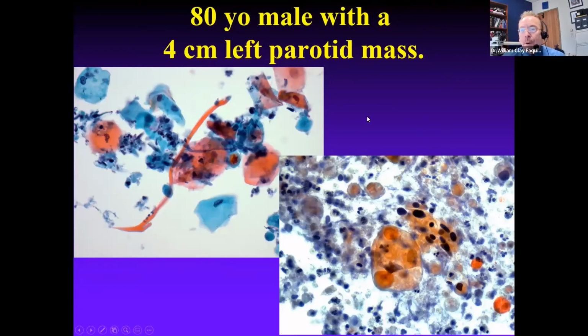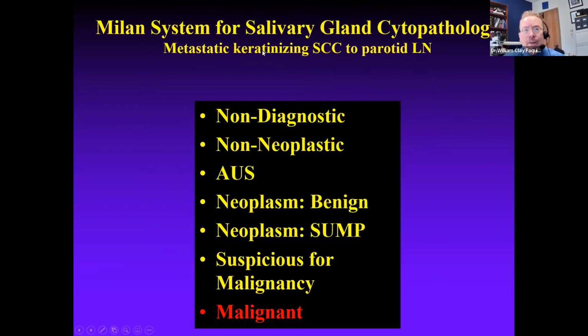So here's an example of an FNA in an 80-year-old male with a 4-centimeter left parotid mass. It's a pretty straightforward example where we have malignant appearing squamous epithelium in a background of tumor diathesis. It's a keratinizing squamous cell carcinoma. This is something that we see all the time. This represents a metastasis of a skin squamous cell carcinoma, cutaneous squamous cell carcinoma, to an intraparotid lymph node. So this would easily be placed in the malignant category.